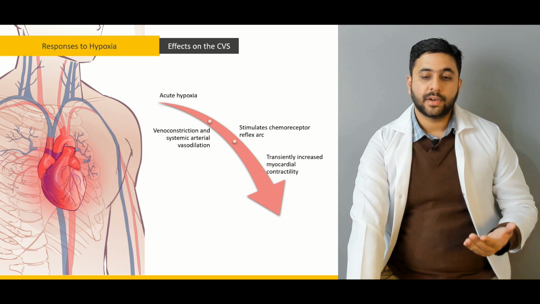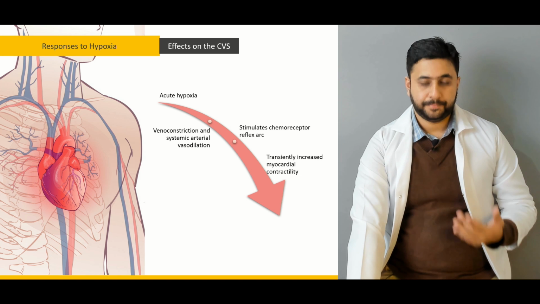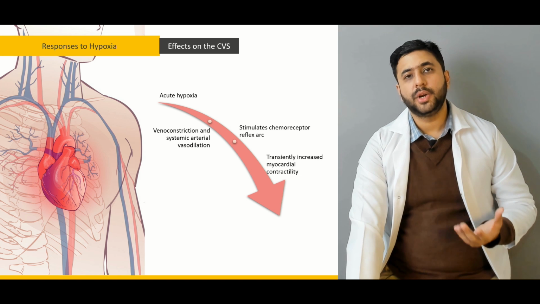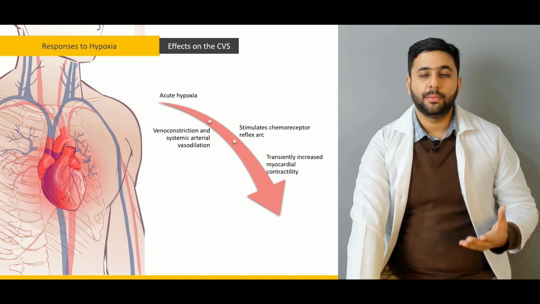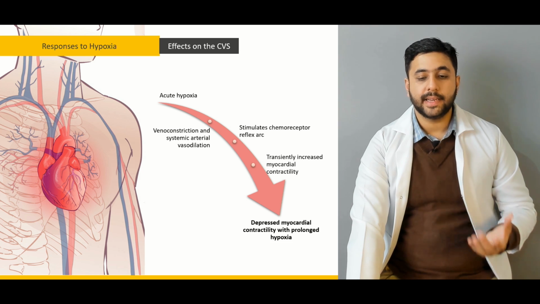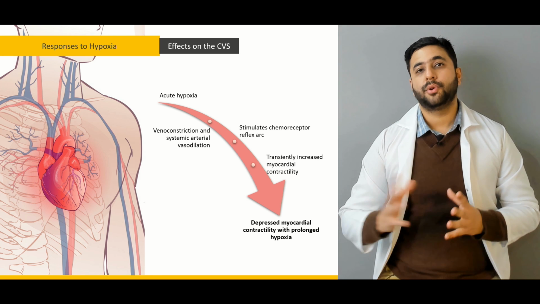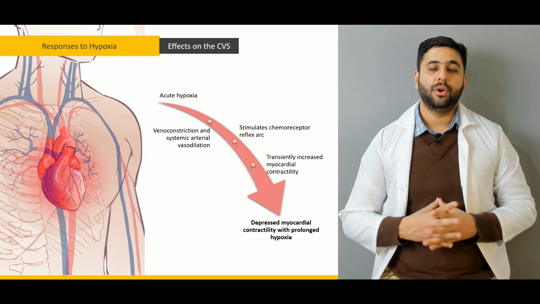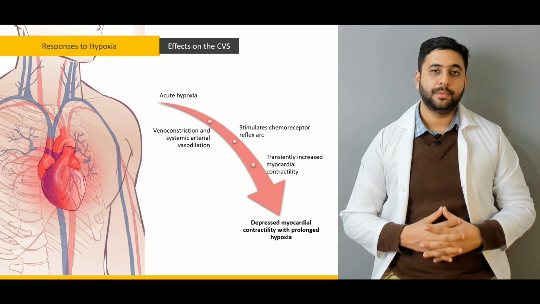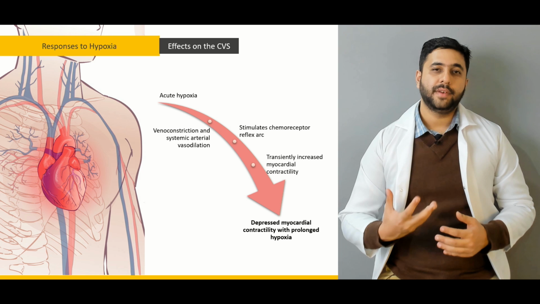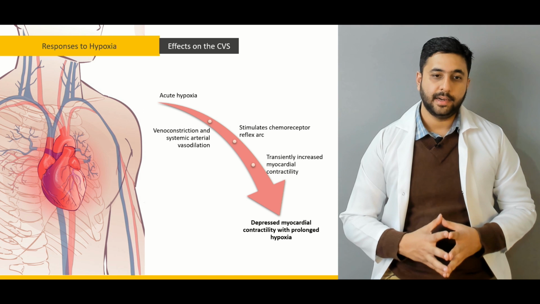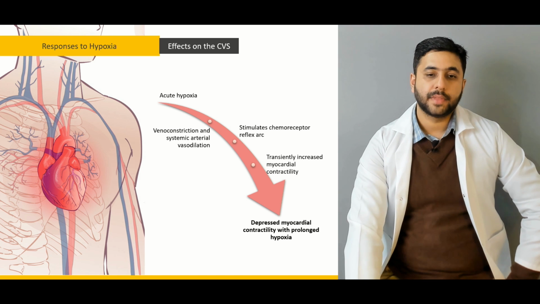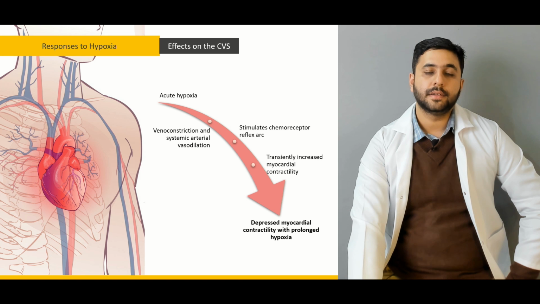And eventually there will be a transient increase in the myocardial contractility because of hypovolemia, stimulating the baroreceptor reflex and increasing the sympathetic discharge. But if this condition is prolonged, then eventually the lactic acidosis accumulates, and it can lead to decreased myocardial contractility, because in conditions of prolonged hypoxia, the heart cannot rely on the anaerobic glycolysis, and accumulation of lactic acid eventually leads to depression of the myocardial contractility. So this is the effect of hypoxia on the cardiovascular system.